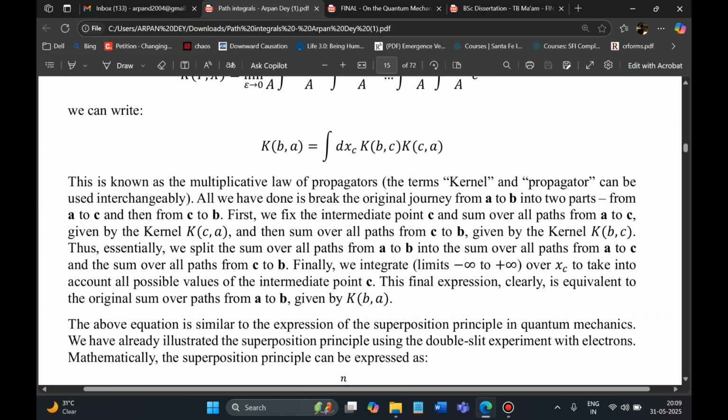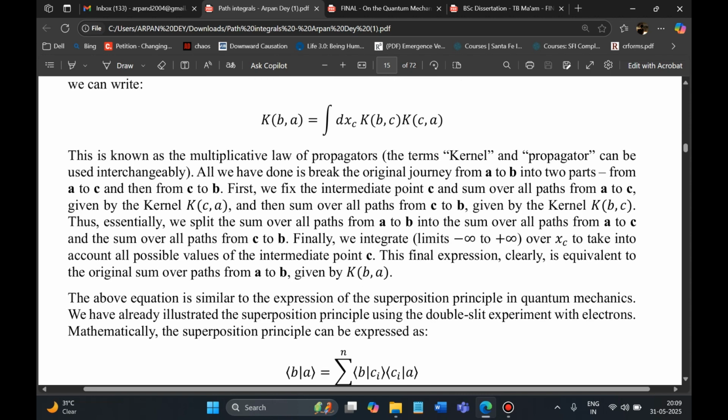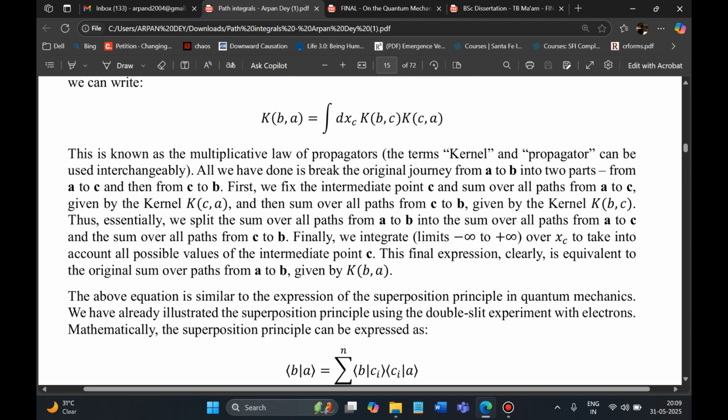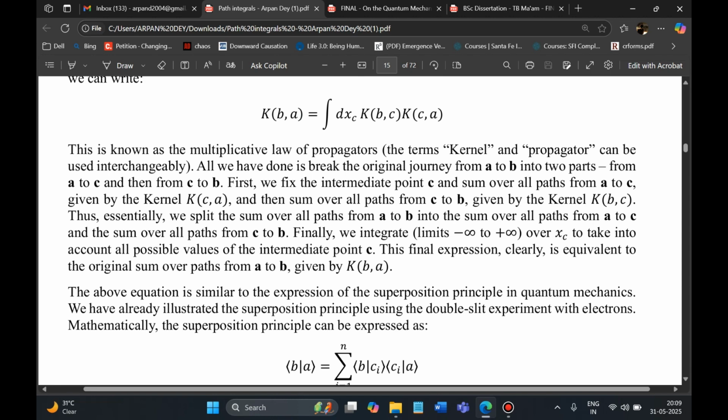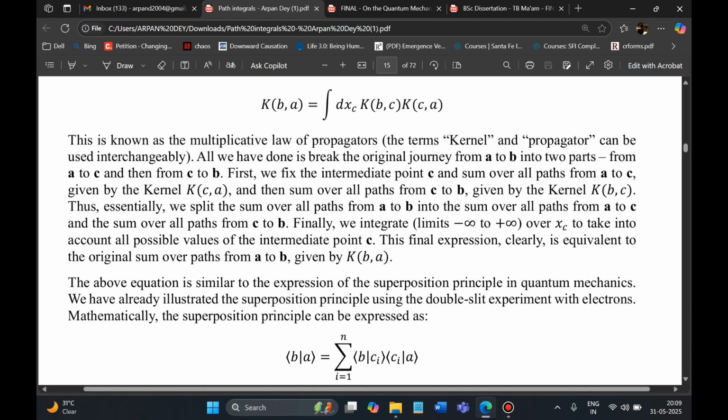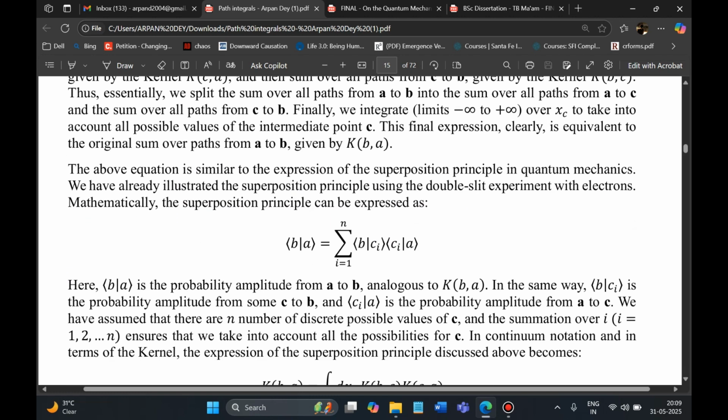Now this is the multiplicative law of propagators, but it is actually equivalent to the superposition principle. This is in the continuum basis, because we are talking about an integration here. But in the discrete basis, if you replace the integration with summation, then this is the same as the superposition principle. The above equation is similar to the expression of the superposition principle in quantum mechanics. Here <B|A>, this is how we write the inner product.